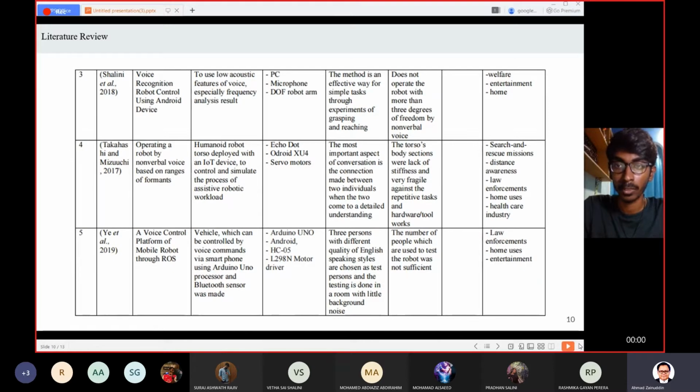Then we have operating a robot by non-verbal noise based on ranges of formant, which means you're using your vocal cords to test the robot, not only your voice. The important part of this is that the connection between the robot and human must be perfect to have a detailed understanding, so the robot can actually react to what you're trying to say to it. Next, we have the voice control platform of a mobile robot through ROS. ROS means Robot Operating System. One thing they did that I found important is that they chose three persons with different qualities of English speaking styles and did the testing with them.